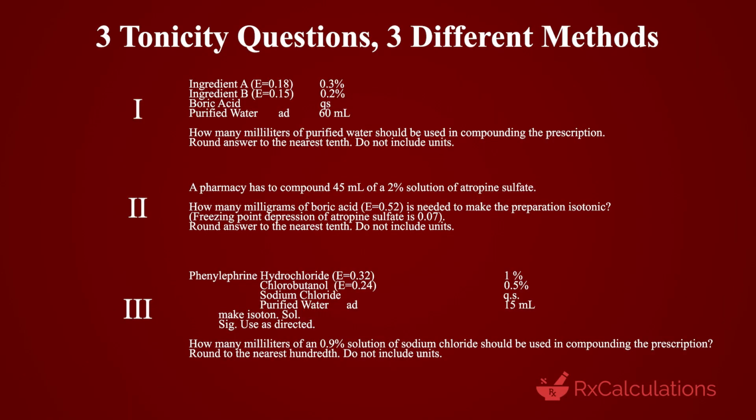These three questions all deal with adjusting the tonicity of a solution, but if you use the same method for all three, you'll get at least two of them wrong. Now, the hardest part when it comes to calculations involving adjusting the tonicity of a solution is not really the math, it's actually recognizing which method the question is actually testing.